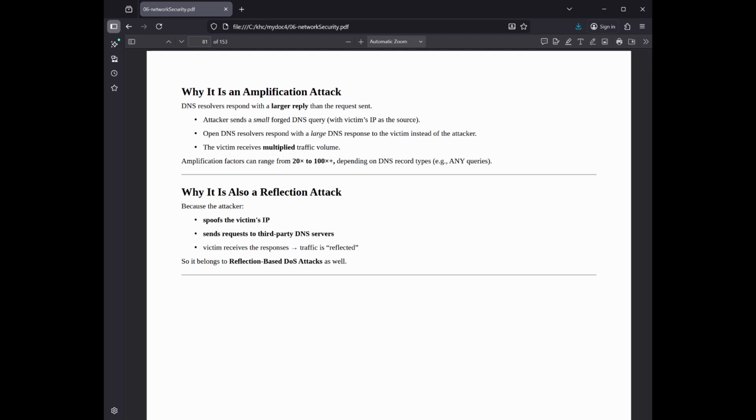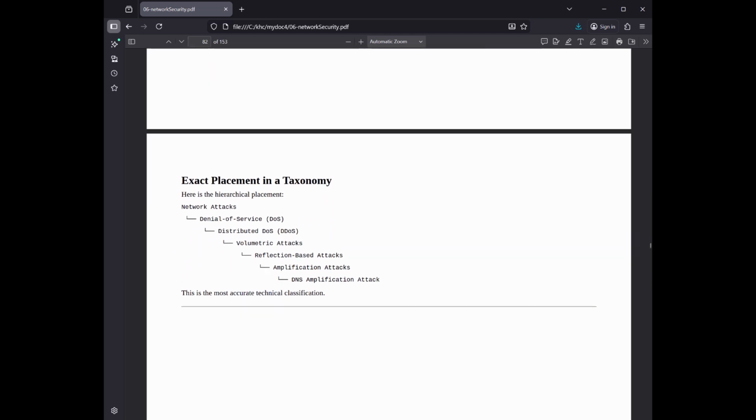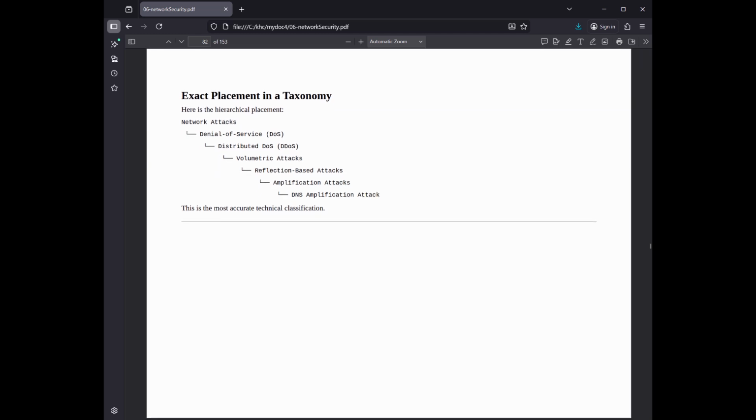Why it is also a reflection attack. Because the attacker spoofs the victim's IP and sends requests to third-party DNS servers, the victim receives the responses. The traffic is reflected, so it belongs to reflection-based DoS attacks as well. Exact placement in a taxonomy. Here is the hierarchical placement: network attacks, denial of service, DoS, distributed DoS, DDoS, volumetric attacks, reflection-based attacks, amplification attacks, DNS amplification attack. This is the most accurate technical classification.